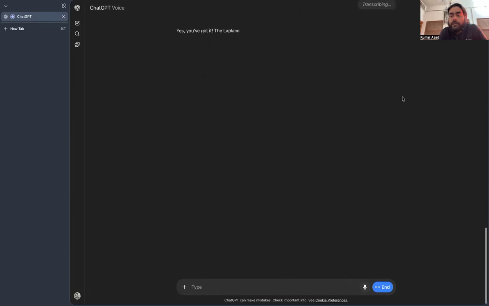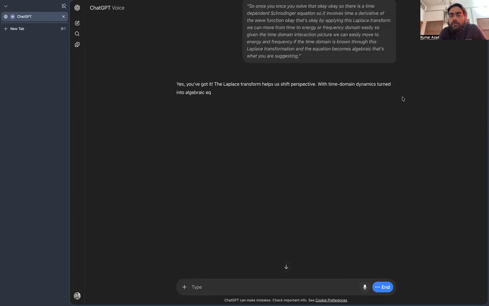Yes, you've got it. The Laplace transform helps us shift perspective. With time domain dynamics turned into algebraic equations in the energy or frequency domain, it's easier to handle solutions. Once we solve in that domain, we can convert back to time to understand how the wave function or any system behaves. It's just a powerful tool for both classical and quantum systems.